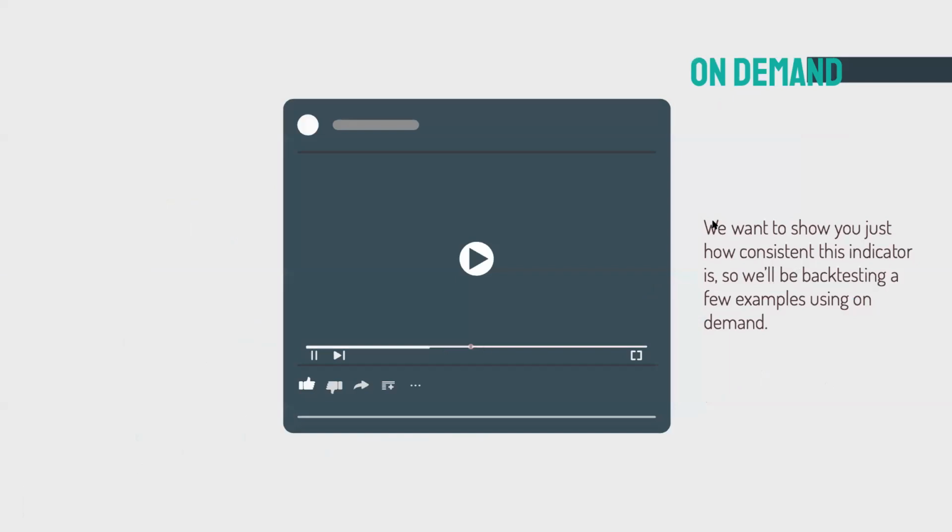So on demand, we want to show you just how consistent this indicator is. So we'll be back testing a few examples using on demand. If you guys have any day that you remember that was memorable, feel free to give me that date. We'll look through the on demand and we'll see if the pro could have alerted you earlier.